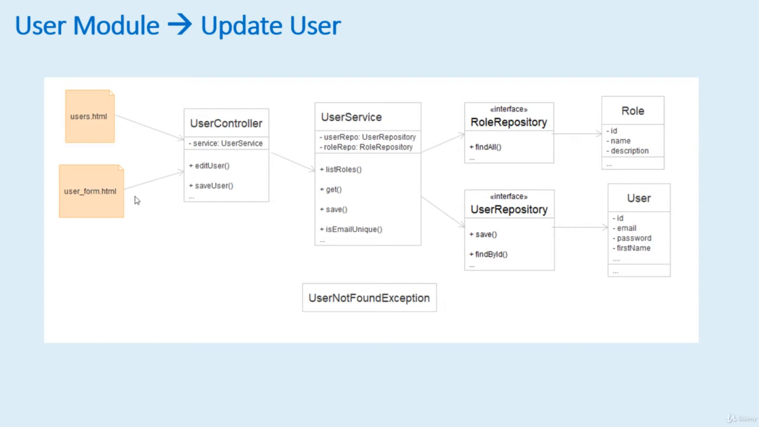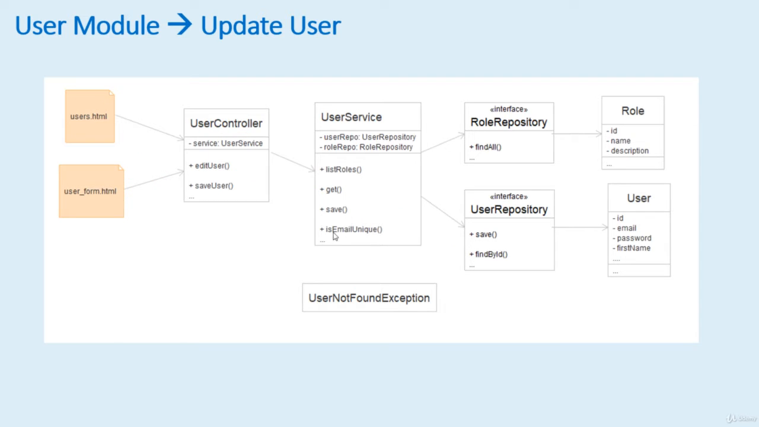So in Java code, we need to implement the edit user method to handle the request to edit a user coming from the user listing page, in the user controller class. We call the get method in the user service class, which in turn invokes the findById method in the user repository interface to retrieve a user based on an ID. If no user is found with the given ID, the get method will throw the UserNotFoundException. If a user is found with the given ID, it will show the edit form in the user form page.